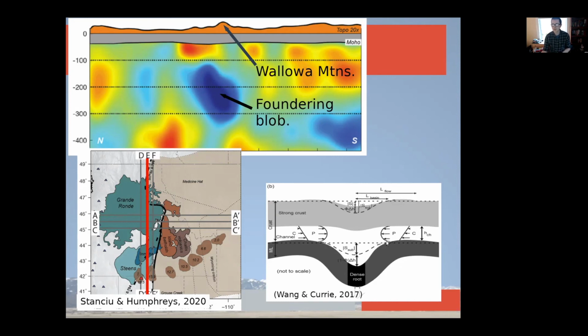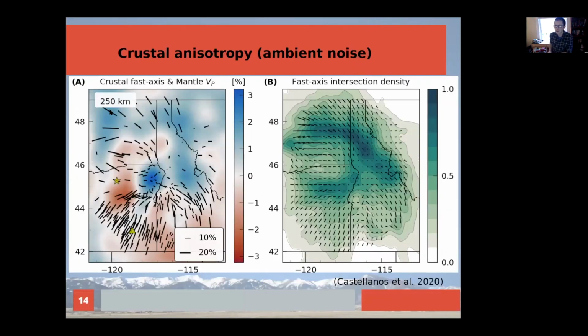And amphibolite is mildly anisotropic, and you would expect that an aligned lower crustal mineral fabric would produce aligned seismic anisotropy within the crust. So based on this idea, Jorge Castellanos at Caltech used all the same data that I mentioned before, but this time to correlate ambient noise Rayleigh waves between stations.